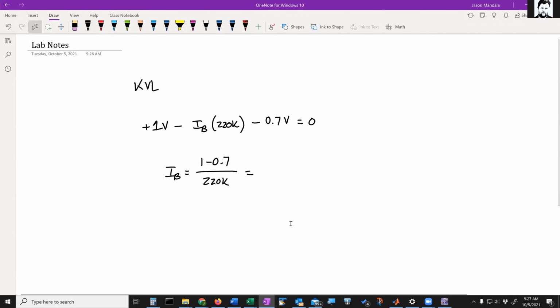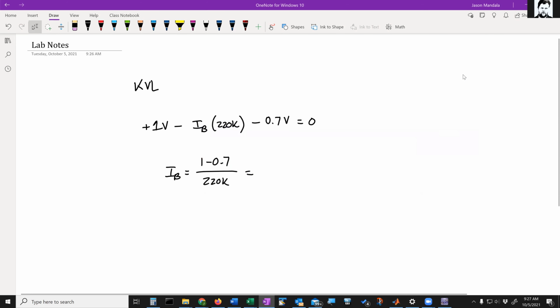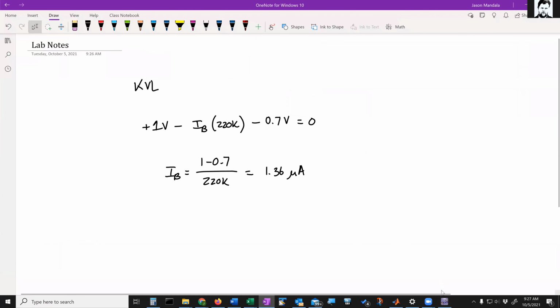So let's see what that is. 1 minus 0.7 is 0.3, so 0.3 over 220K. About 1.36 microamps is what we should be getting. Okay, so we see the current here is a bit higher, and that's because we're down at a pretty low supply voltage here. So the measured value here is 1.7. The calculated value is 1.36.